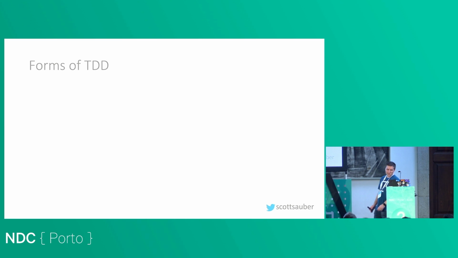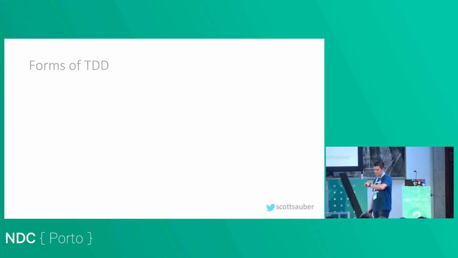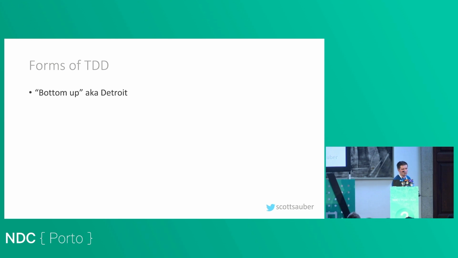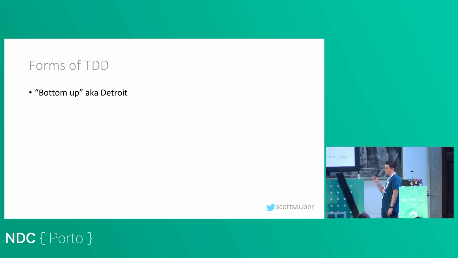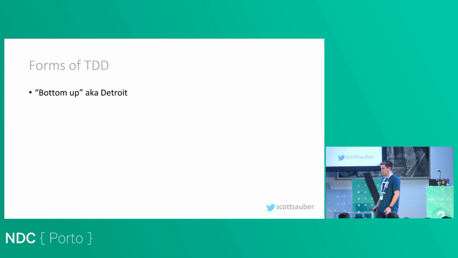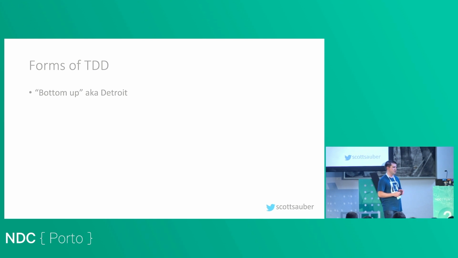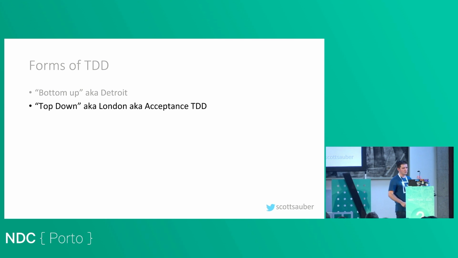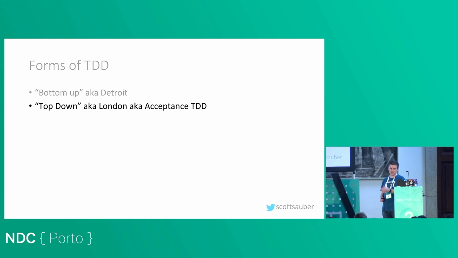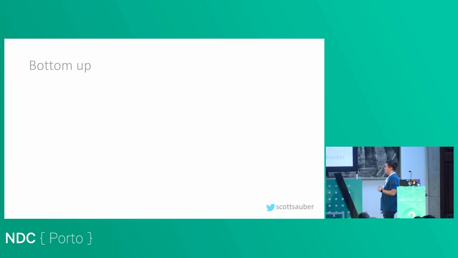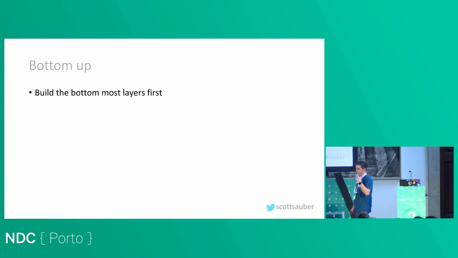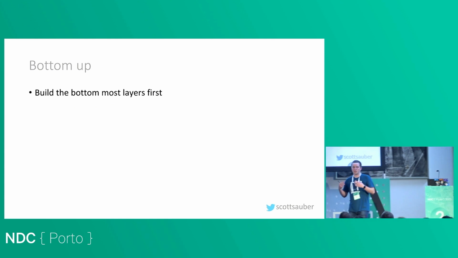All right, so let's talk about different types of TDD as well. There's a few different forms of TDD. There's what's called bottom-up TDD or Detroit, but I like the word bottom-up. We'll talk about that in a second. And then there's also top-down or London, or acceptance test-driven development is another form as well. So what bottom-up is basically, you build the bottom-most layers of your application first.